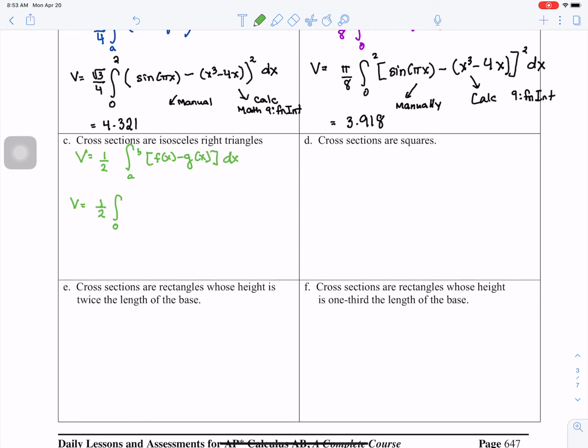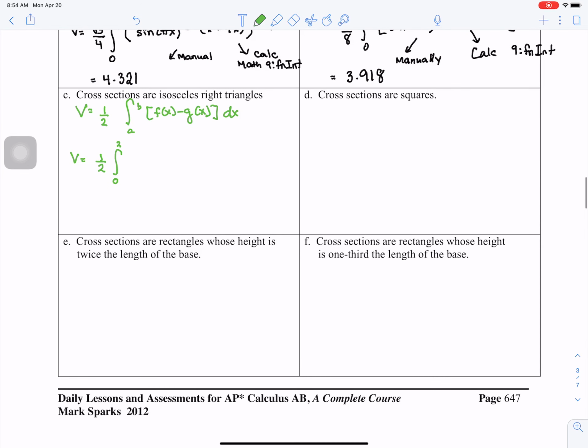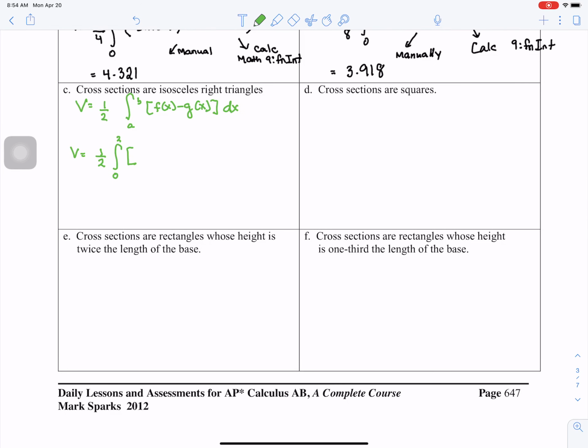In this case, it's really clear what my a and b are. If it wasn't really clear, you may need to solve for intersection points. My f of x is sine of pi x. My g of x is x cubed minus 4x. Use a round bracket here. I square this dx. And then when you do this on your calculator or work it out manually, you should get this to work out to 4.989.